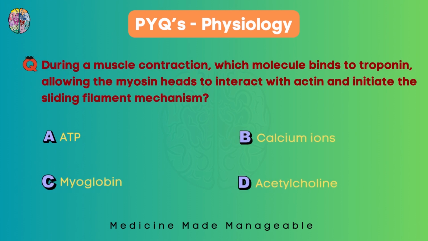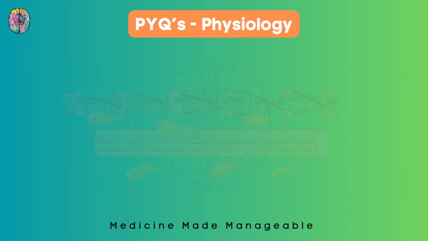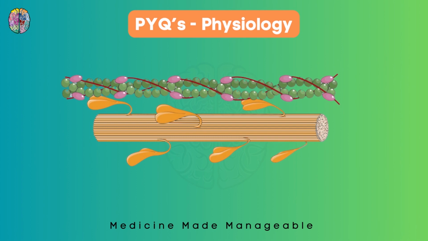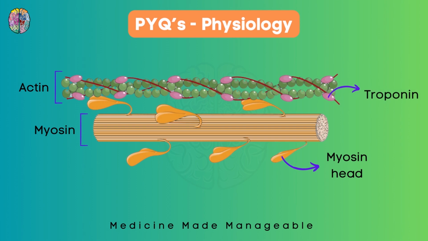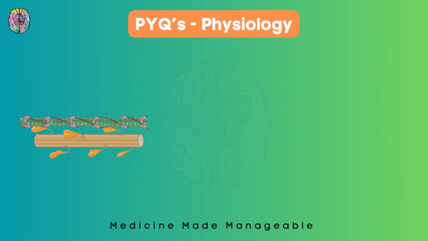During a muscle contraction, which molecule binds to troponin, allowing the myosin heads to interact with actin and initiate the sliding filament mechanism? Is it ATP, calcium ions, myoglobin, or acetylcholine? So let's try to see the normal actin myosin filaments. Here, as you can see, this part is the actin and this is the myosin. Myosin has these myosin heads, and in the actin part you can see this pink thing which is the troponin and this long protein called the tropomyosin. So let's see normally how the contraction takes place.